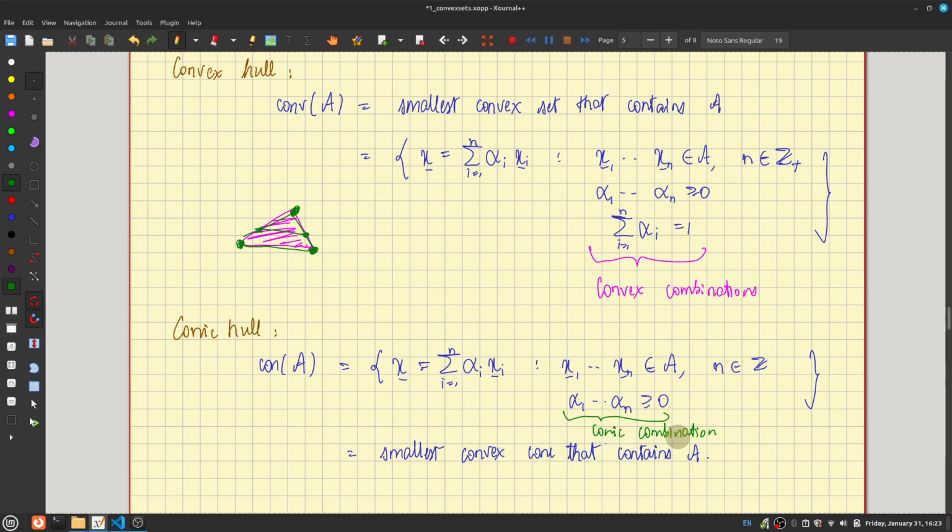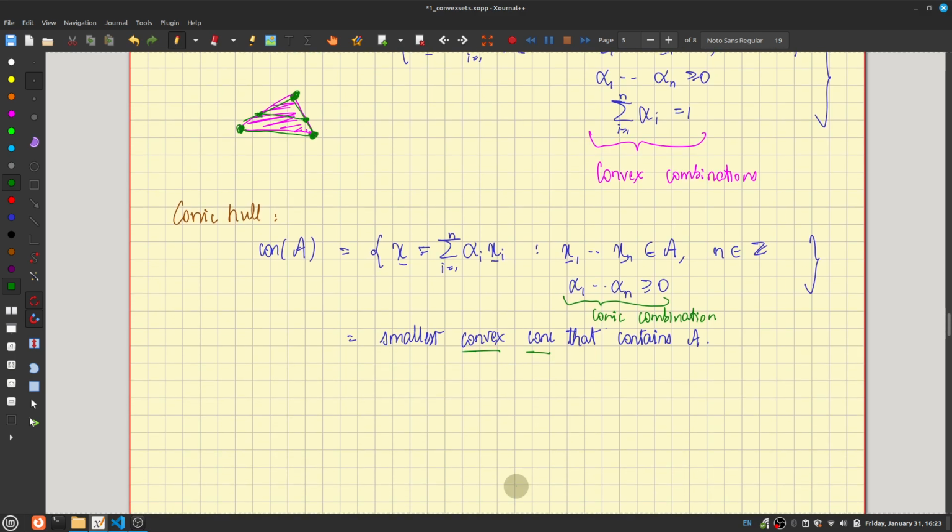Now, unlike the other two, where the convex hull was the smallest convex set that contains A, and the affine hull was the smallest affine set that contains A, the conic hull is the smallest convex cone that contains A. Just a matter of definition.